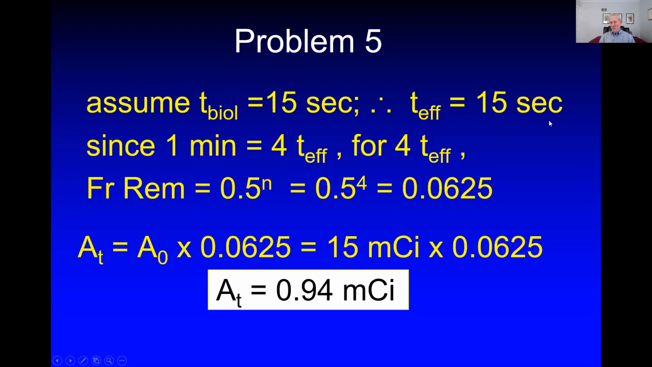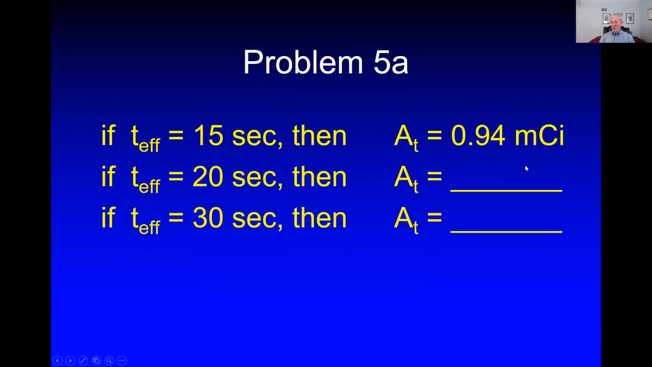You know T effective is 15 seconds. 1 minute is 4 of those. 1/16 or 0.0625 remains, and you end up with this. Now, let's take this one step further. This is a work it in your head problem now. We worked that problem just now where T effective was 15 seconds. Therefore, there were 4 half-lives in 1 minute.